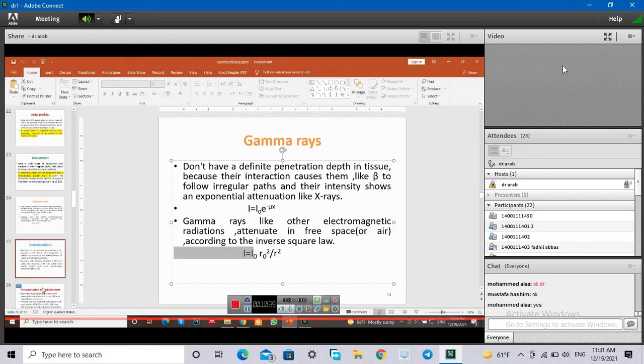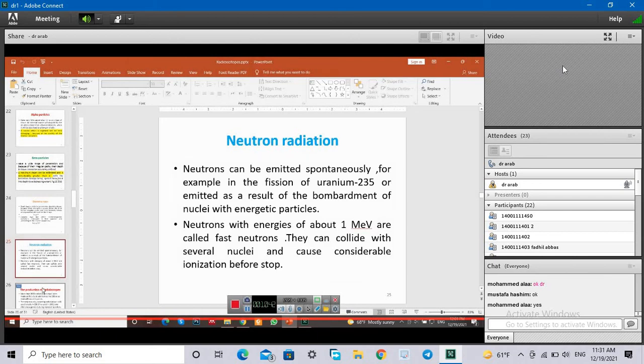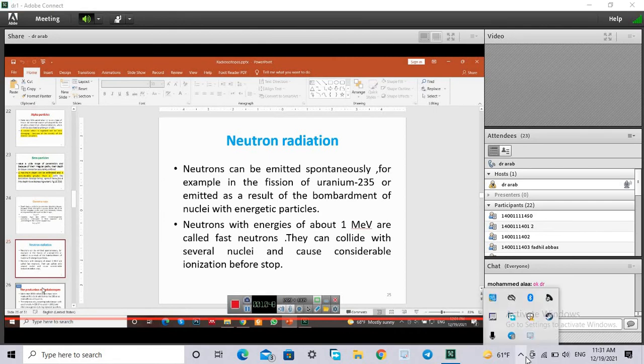Okay, and the other particle that is important in nuclear decay is the neutron. It can be emitted spontaneously in the fission of uranium-235, which I will discuss in the following, or emitted as a result of bombarding the nucleus with energetic particles. Neutrons with energy higher than 1 mega electron volt are called fast neutrons, which can collide with several nuclei and cause considerable ionization before they stop.